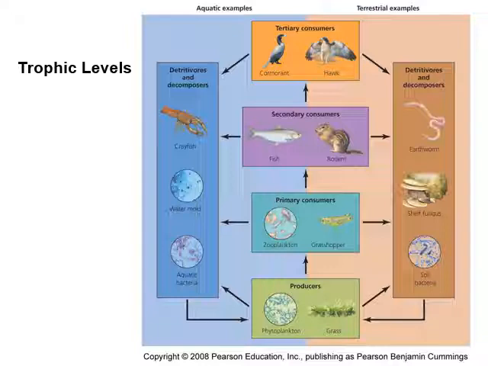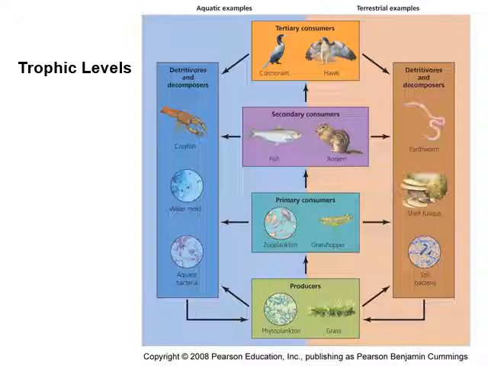And occasionally, especially in aquatic systems, this may actually continue on and you might have a quaternary consumer, for example. Notice off to the side here what's happening. You see these detritivores and decomposers. Their job is to break down matter and recycle it, right?